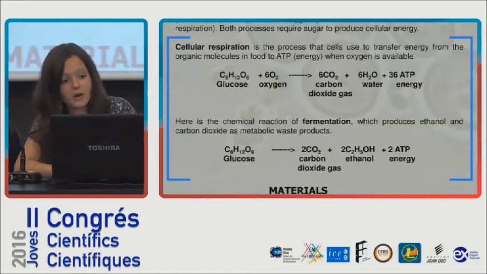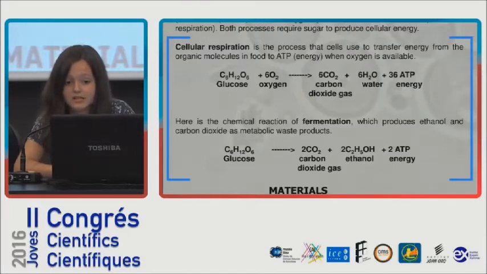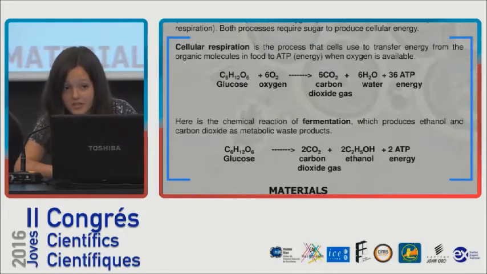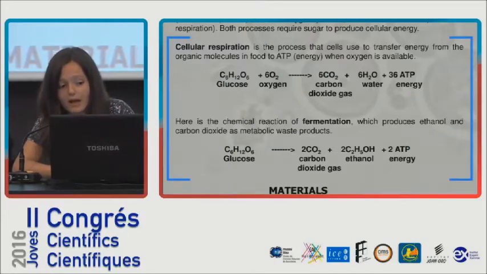Here you can see the cellular respiration, that is the process that cells use to transfer energy from the organic molecules in food to ATP, energy, when oxygen is available. And then you can see the chemical reaction of fermentation, which produces ethanol and carbon dioxide as metabolic waste products.